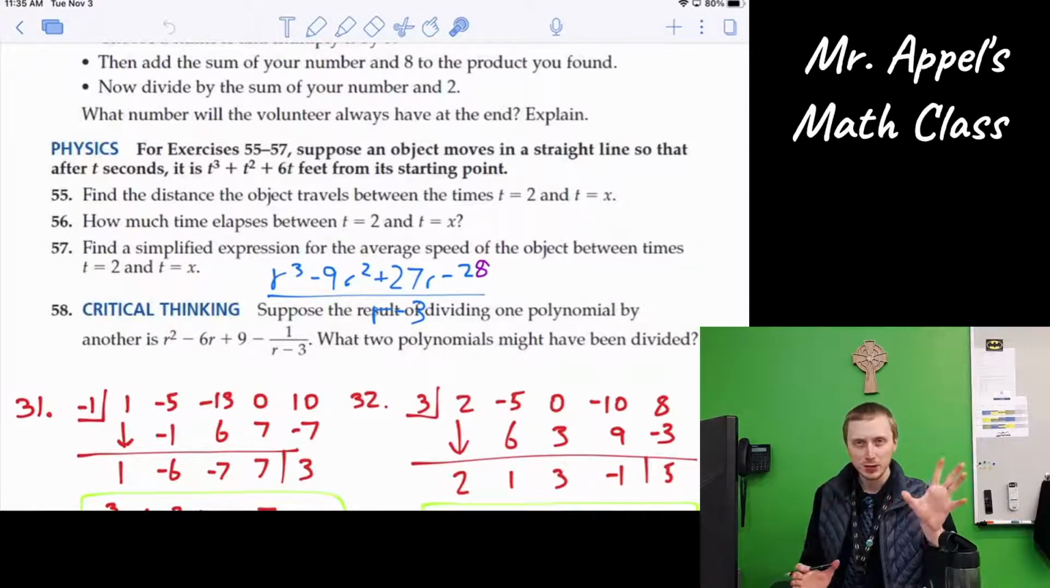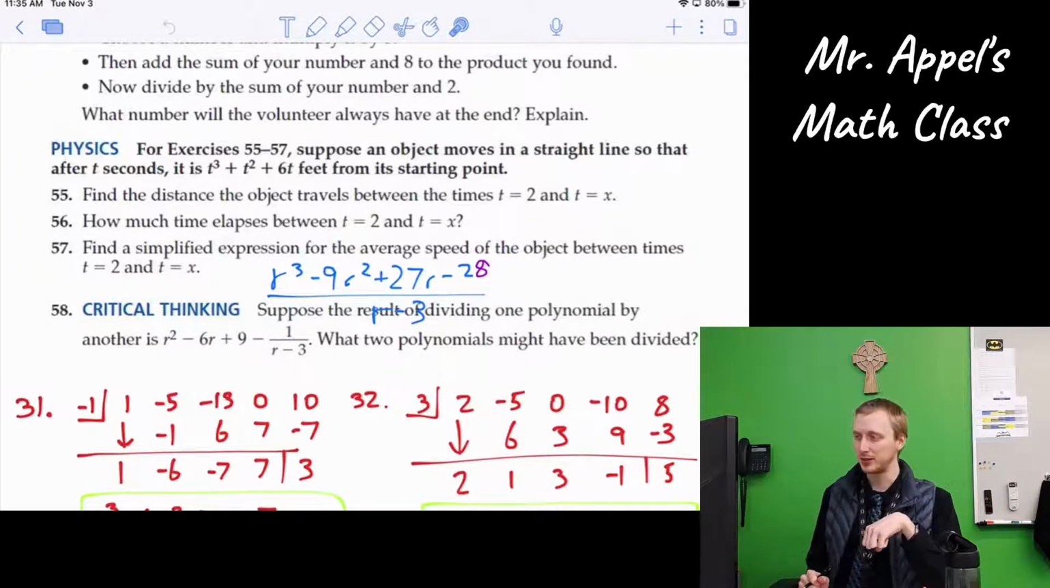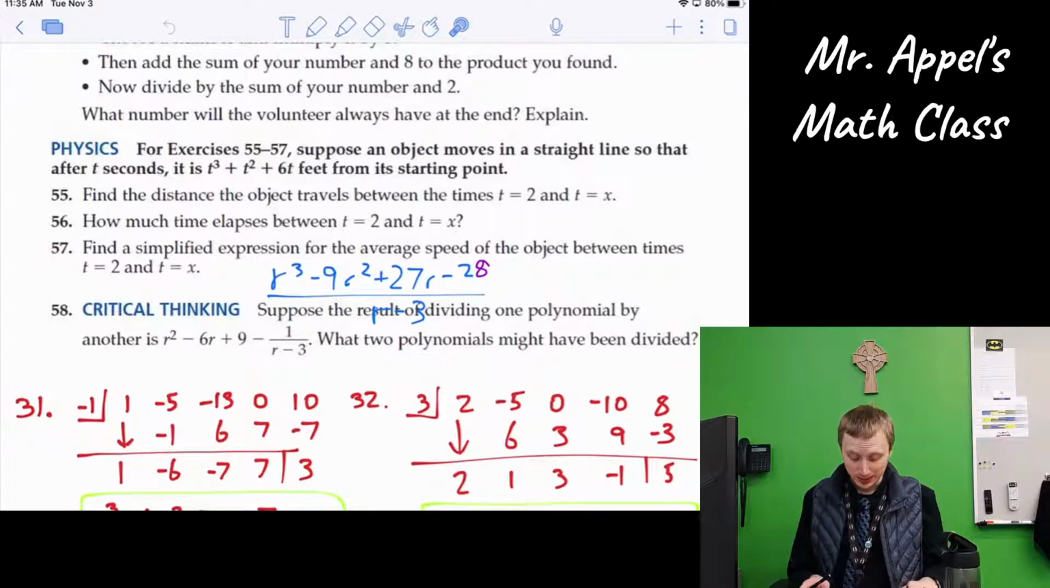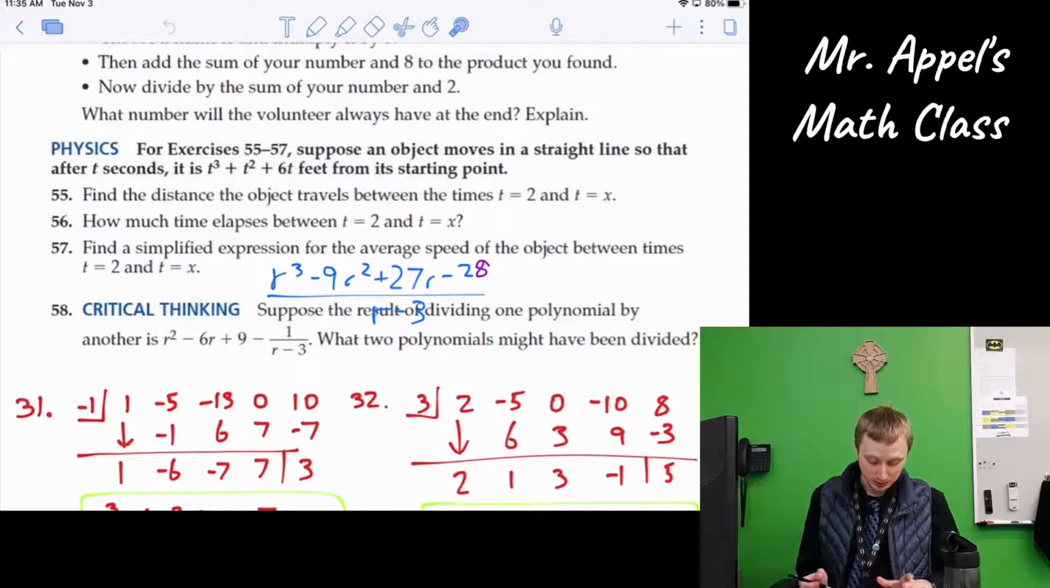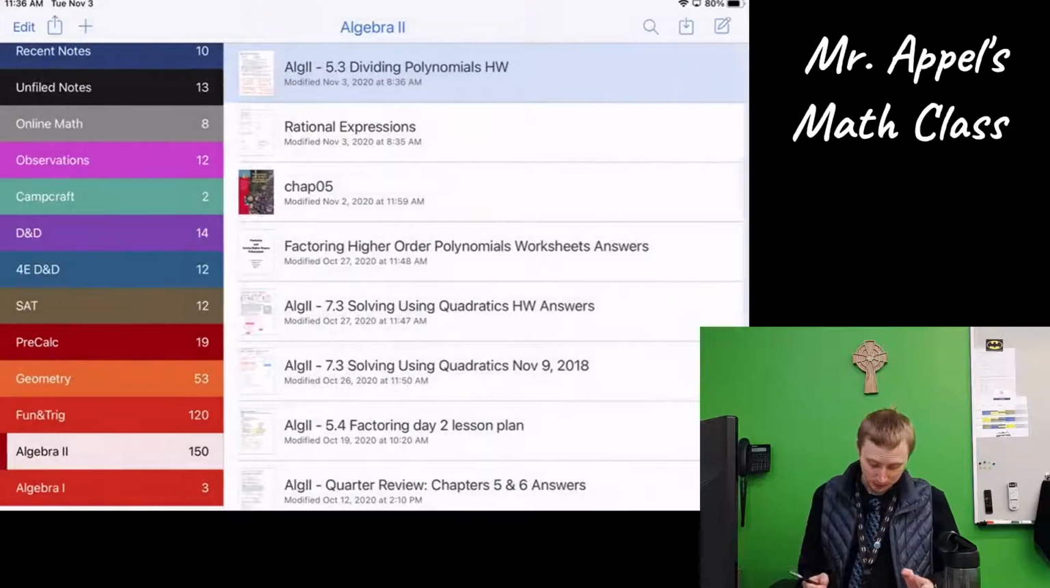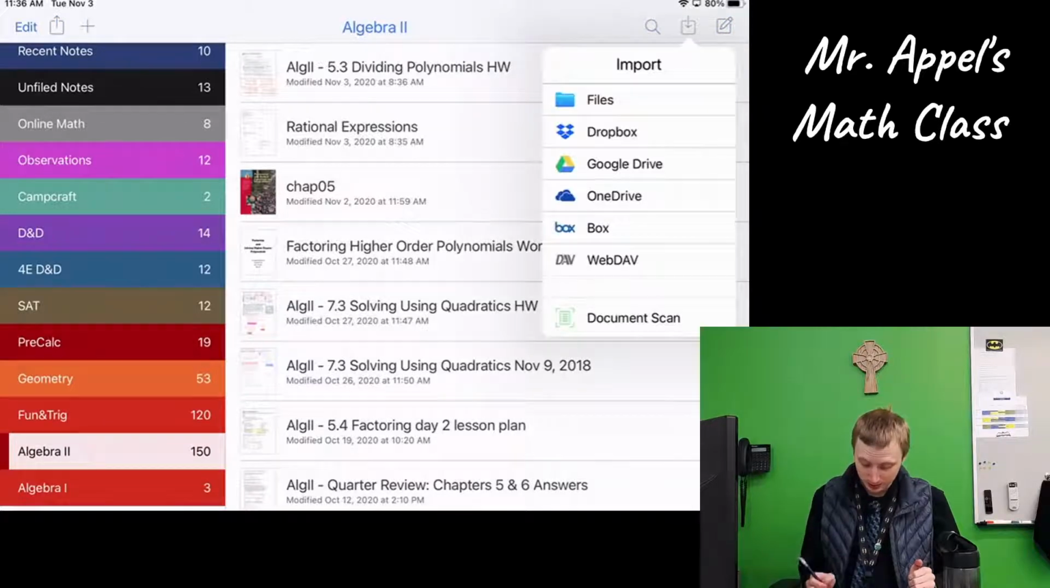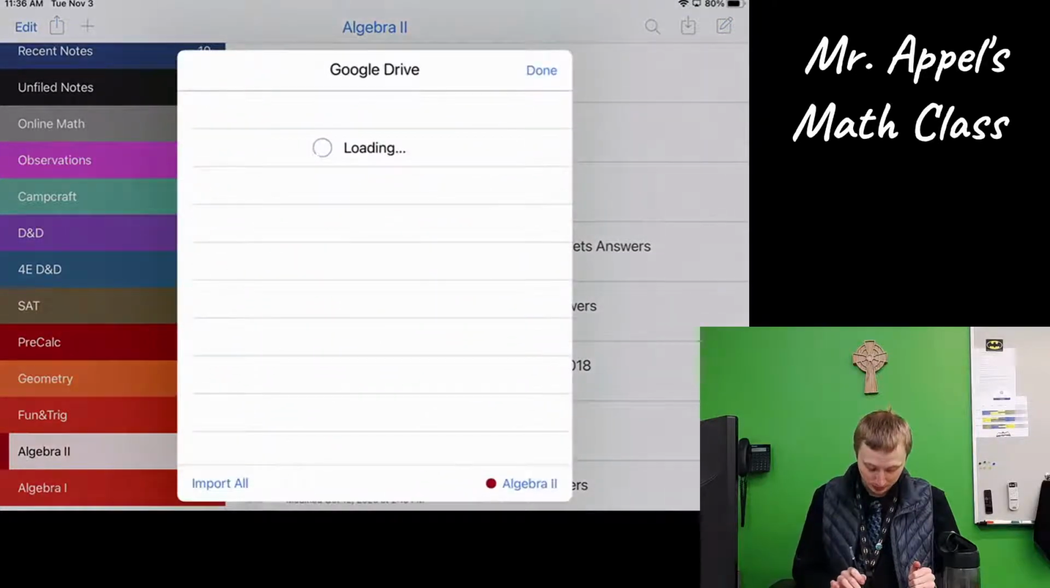Okay, any questions on yesterday's exercises? No? All right, then go ahead and start on today's worksheet, which I don't think I downloaded yet, which is just straight up synthetic division practice. Let me grab that real quick.